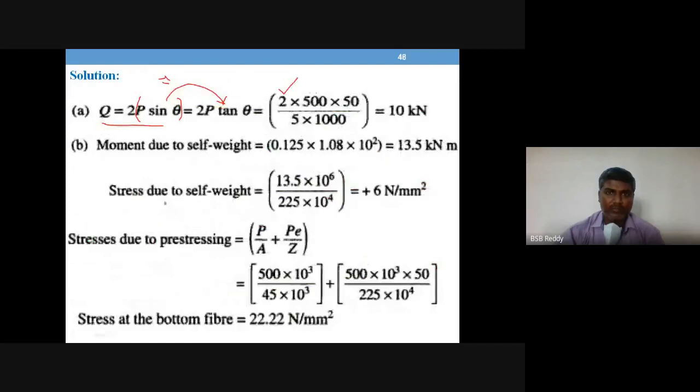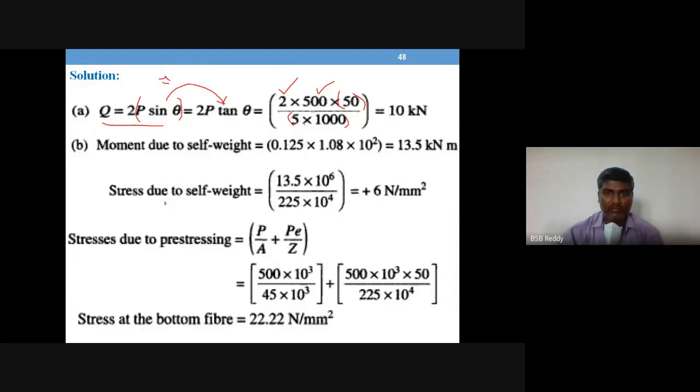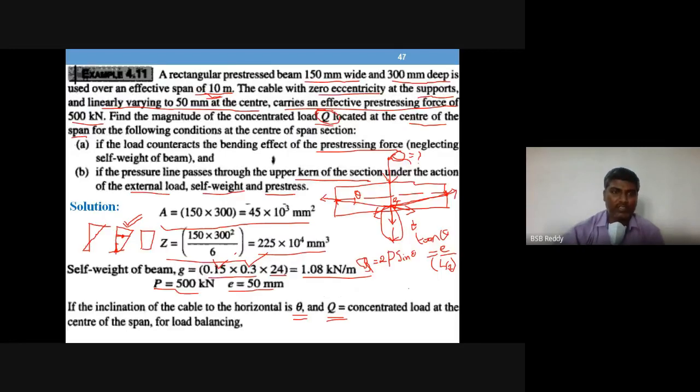So 2 times P is 500 kilonewton. Okay, and tan theta replaced by E, that is 50 mm, by L by 2. L is 10 meters. You can see the span is 10 meters here. So L by 2 is 5 meters. Substitute in terms of mm, because this is in mm. This shall be in mm. Okay. So what you get is 10 kilonewtons is the load that is possible for resisting by the pre-stressing force alone. Okay. Right.